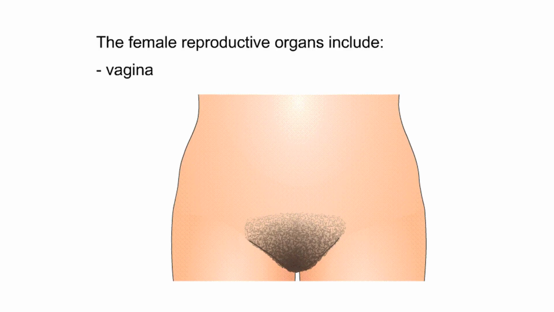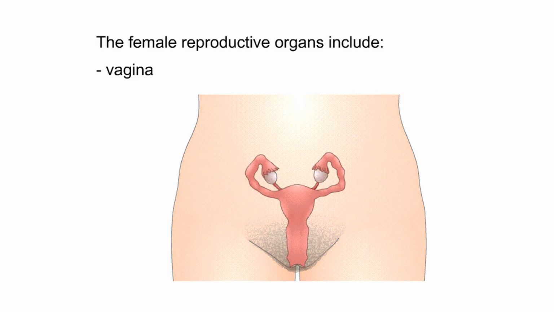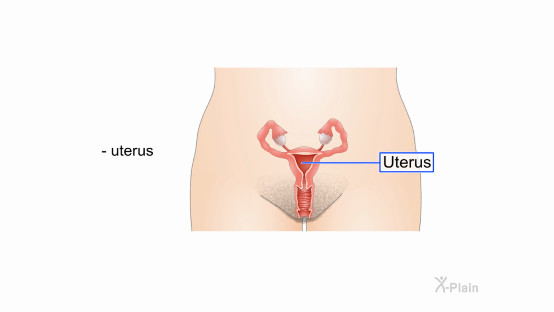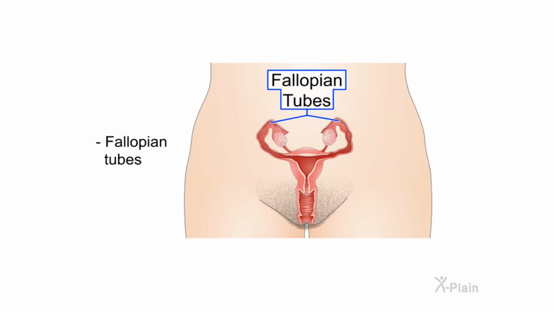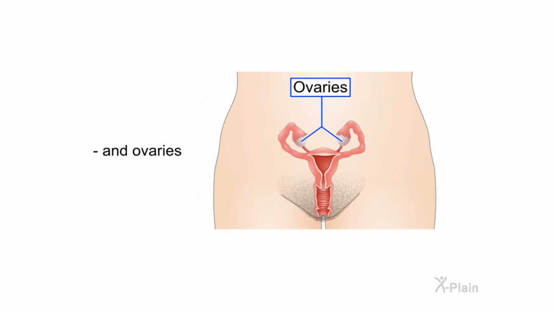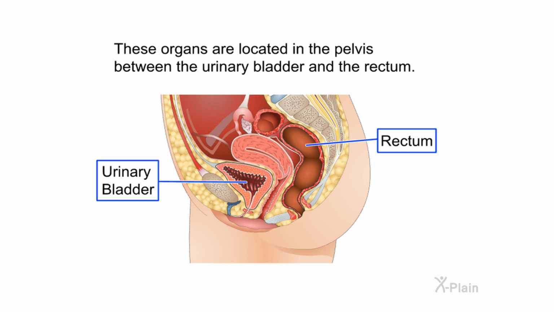Anatomy. The female reproductive organs include vagina, uterus, fallopian tubes, and ovaries. These organs are located in the pelvis between the urinary bladder and the rectum.